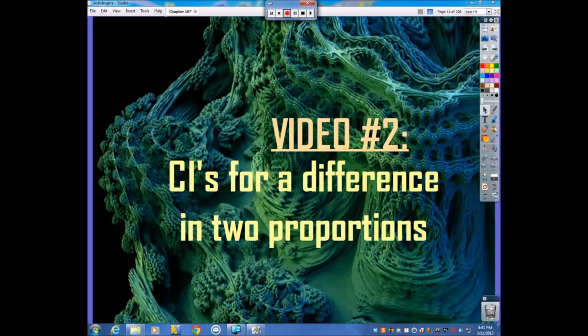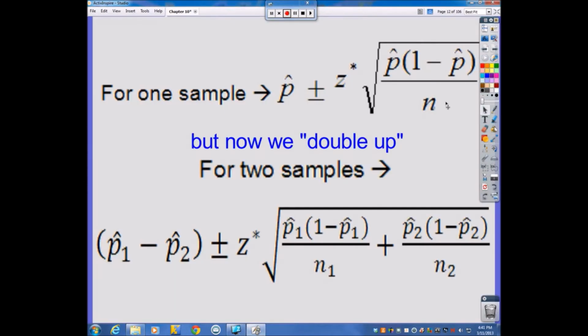Video number 2, we're going to do some confidence intervals now for a difference in two proportions. Now, once upon a time, we used to do confidence intervals for proportions that looked like this. Now everything's basically going to double up, and it's going to look like this. The only thing that truly doesn't get doubled up, in essence, is going to be our z.